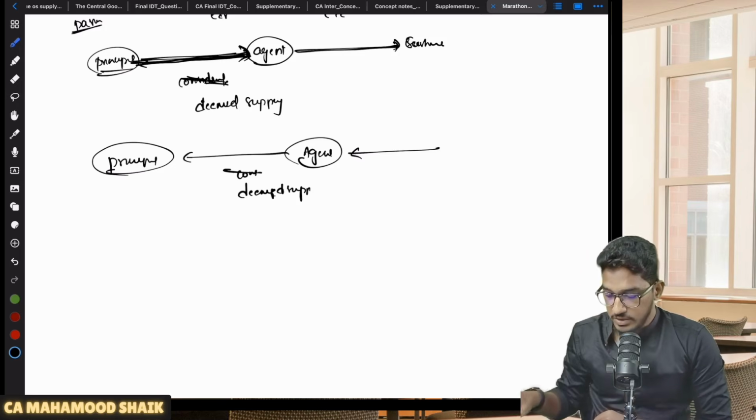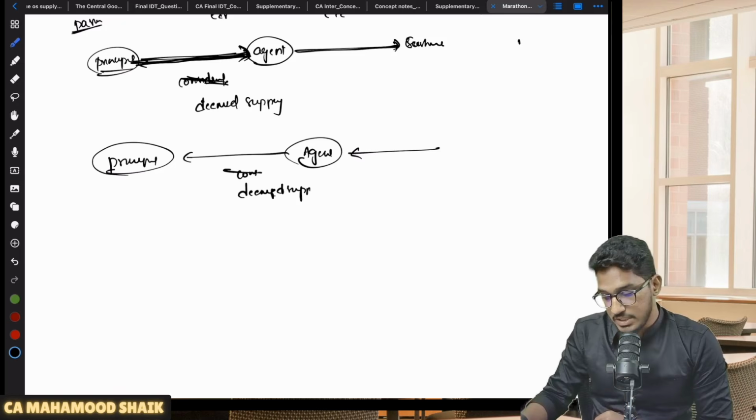But one thing here you have to remember, only those agents will get covered under para number 3 of Schedule 1, those agents who are issuing the invoice in their own name.